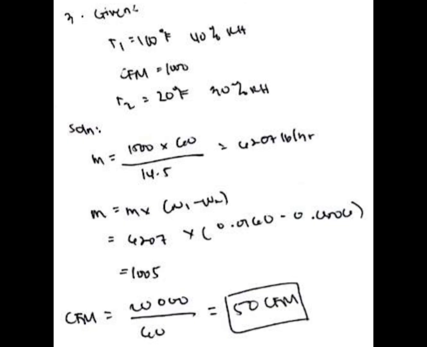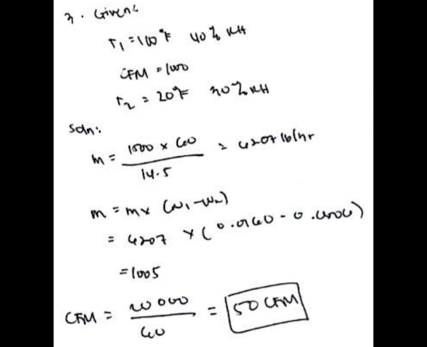So we have a given of T1 equals 100 degrees Fahrenheit with its relative humidity of 40%. We have a CFM equals 1,500, then T2 equals 20 degrees Fahrenheit and the relative humidity is 30%. So the solution is we have M equals 15 times 60 over 14.5. Calculate it, so we can get 6,207 pounds per hour.